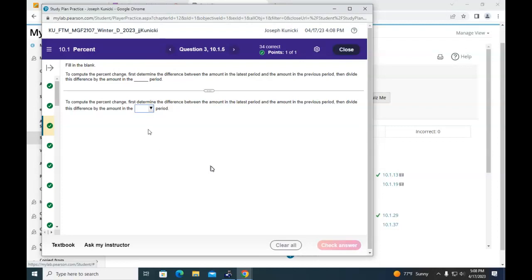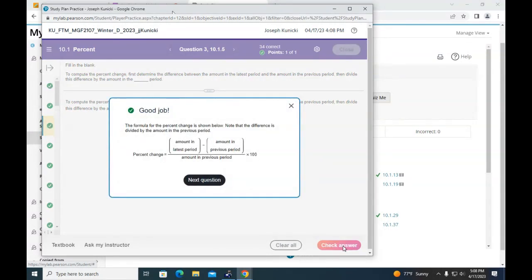So here, instead of newer and older, they use current, latest, and previous. So compute the percent change first to determine the difference between the latest, current, and the previous. So it's the new minus the old, and then divide by the old, which here they're calling previous. Follow? So you can call it newer and older, or latest and previous. It's just a way to describe them.